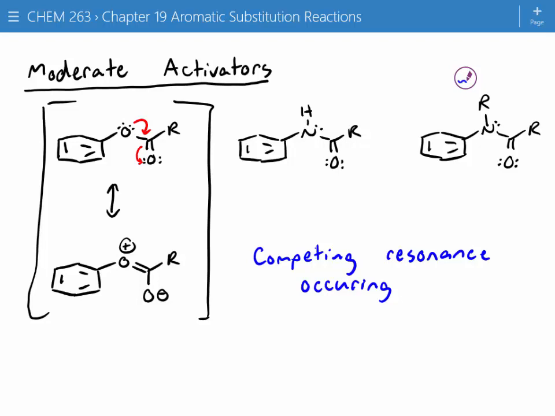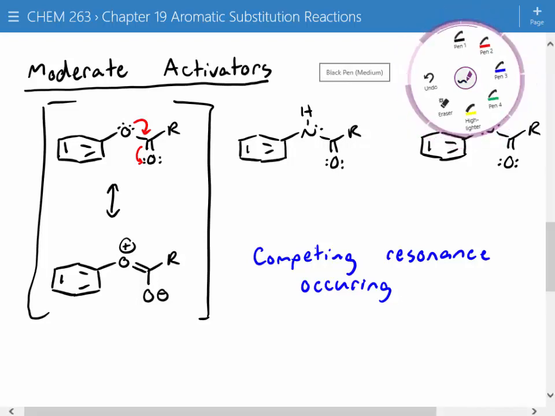All right, so we have competing resonance problems here, right? We have some resonance structures where the oxygen can donate in, and then we've got competing resonance structures where we can push those electrons out. So in these examples, these are all moderate activators. They don't exclusively donate into the ring. They can also pull electron density out of the ring. So these kind of fall in between alkyl groups and the strong electron donors.